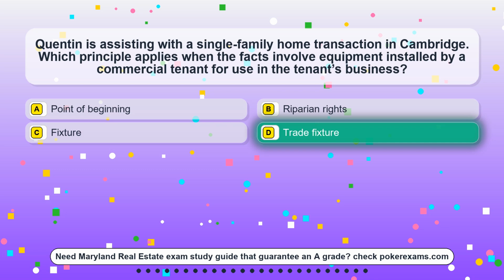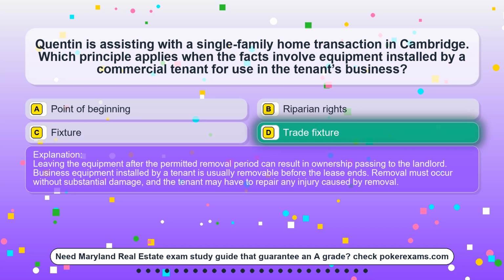The correct answer is option D, trade fixture. Leaving the equipment after the permitted removal period can result in ownership passing to the landlord. Business equipment installed by a tenant is usually removable before the lease ends. Removal must occur without substantial damage, and the tenant may have to repair any injury caused by removal.